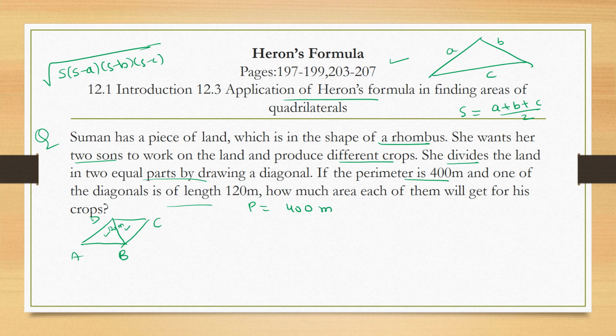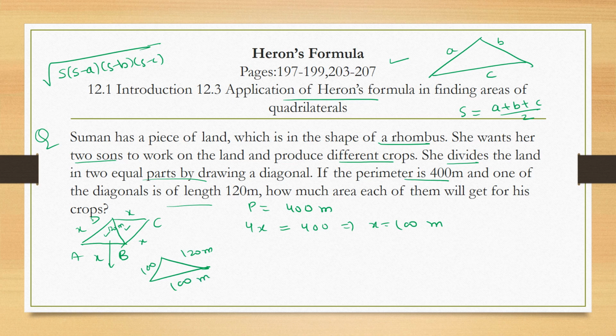Do you know that sides of a rhombus are equal? It is a special case of a square. A square has diagonals also equal, but a rhombus doesn't. So anyways, all the sides of a rhombus are equal. So can I say x plus x plus x plus x is the perimeter? That is 4x is the perimeter. The side becomes 100 meters, right? So now I have this triangle where the diagonal is 120 and these two sides are 100.